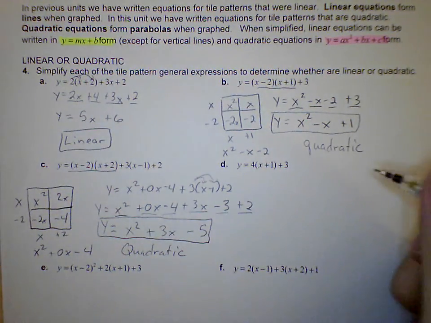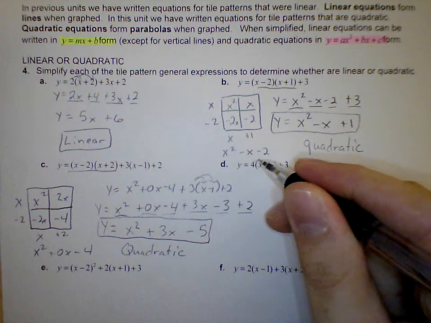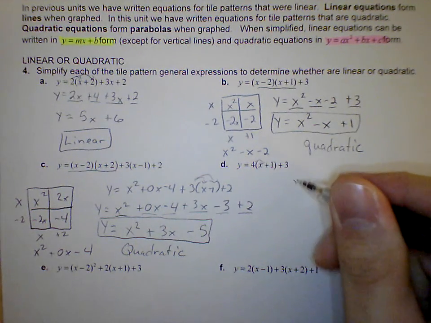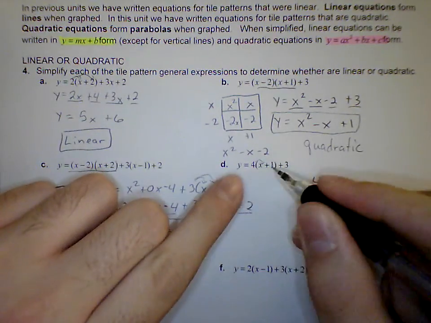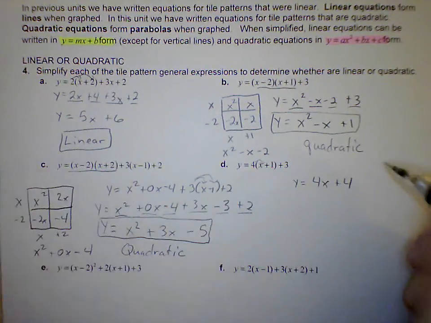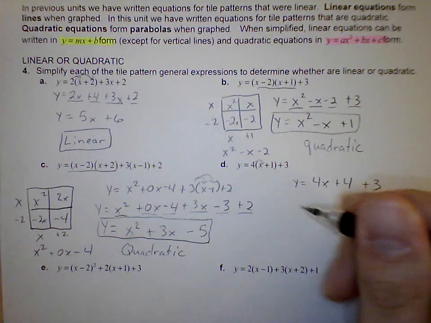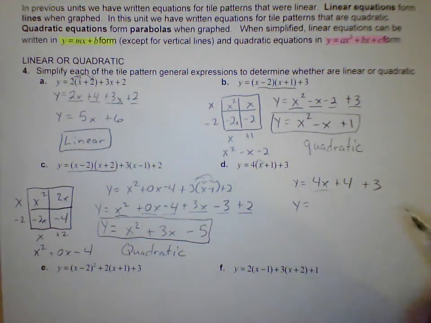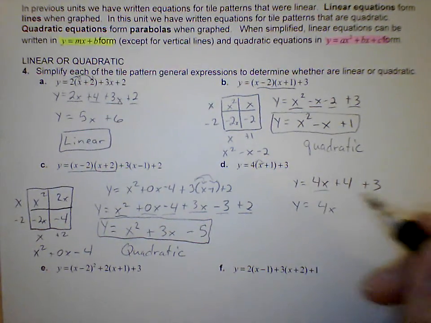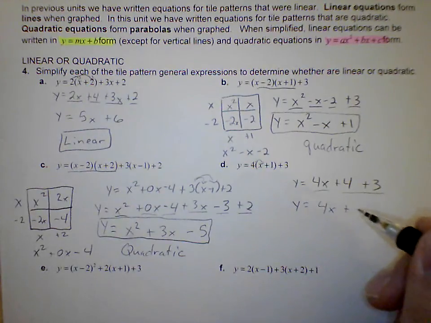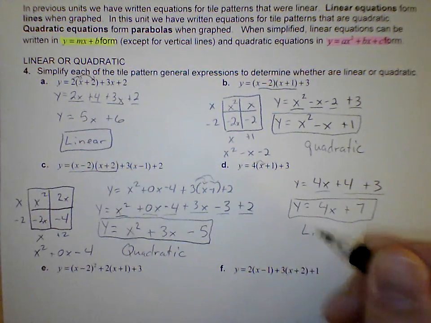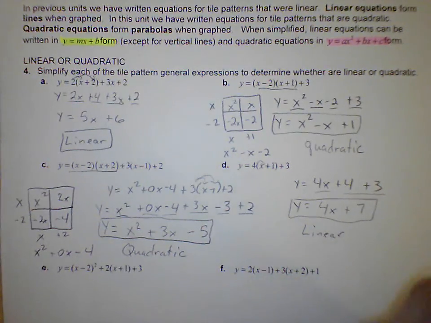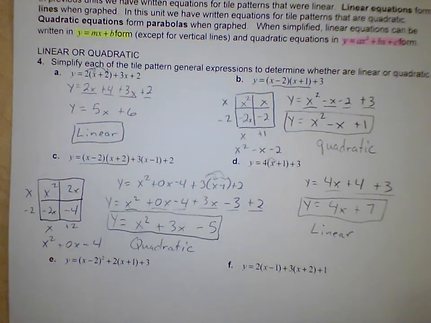And letter D. So for this one, we can just distribute. So y equals 4 times x is going to be 4x, and 4 times 1 is plus 4, and then the plus 3 at the end. Combining like terms, I've just got 4x, and then 4 plus 3 is going to be 7. So there's my equation, and that looks like it's going to be linear since there's no x squared term.